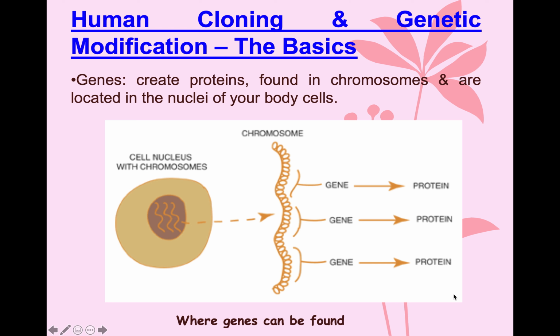We know that everything starts with a gene, and there are lots of genes in our genomes. Genes are the basic unit of life. A gene contains your hereditary material, which is your DNA, so it could create protein, and genes are mostly found in chromosomes, located in the nuclei of your body cells. So this is your nucleus with the chromosomes, and the chromosomes contain your genes, which are later converted into protein.